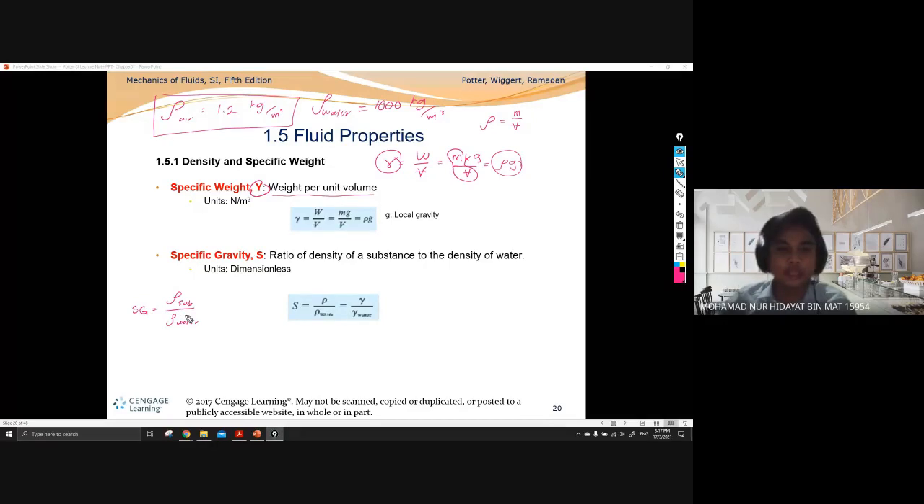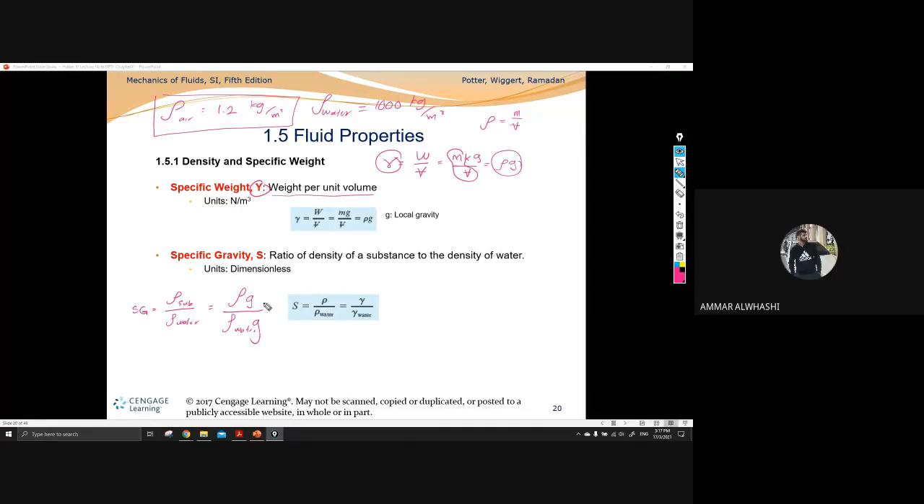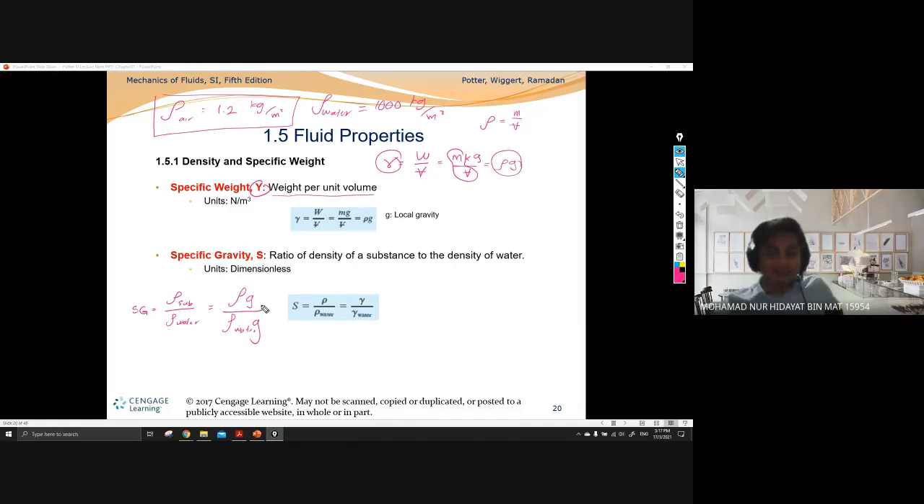Okay, so the density of the substance divided by the density of water. For example, this is the density of water. I want to add gravity. Is it okay if I put gravity at the denominator and numerator? No, because they will cancel out each other. Gravity is a standard constant, 9.81. When gravity and gravity cancel each other, there is no meaning.